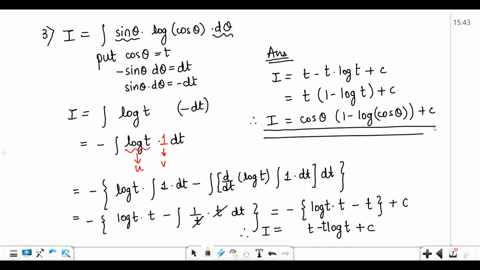Okay, hope you have understood integration by parts. Okay, and then these three examples I have taken from your standard textbook. Okay, if you haven't understood this or any of this step, you can mention me in the comments.